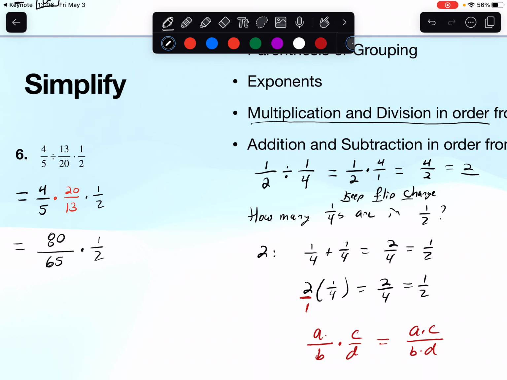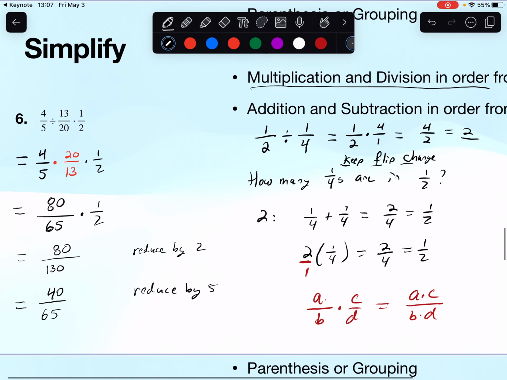And at any point in time, you could reduce. You could reduce here and say 5 goes into 5 once, into 20 four times. So you could certainly do that at any point in time. We'll go ahead and we'll reduce at the end. I'll multiply again. 80 times 1 is 80. 65 times 2 is 130. And so, if we're going to reduce, we could reduce by 2, for example. So that's going to be 40 over 65. Those are both divisible by 5, so we can reduce by 5. So 40 divided by 5 is 8. 65 divided by 5 is 13. Okay.